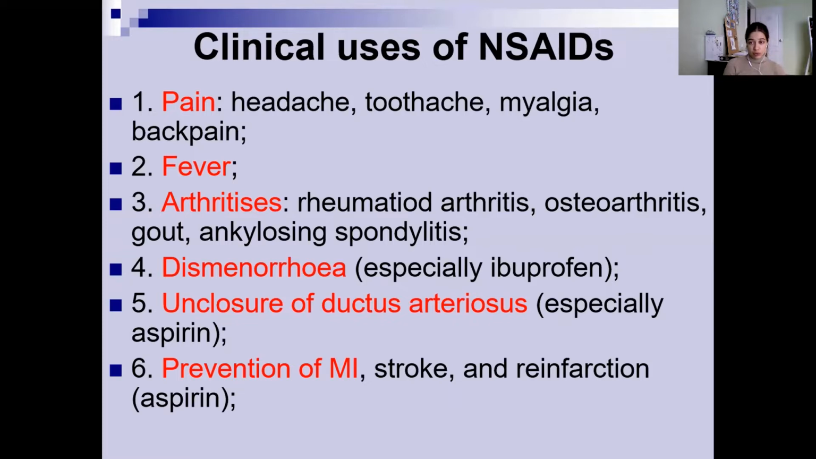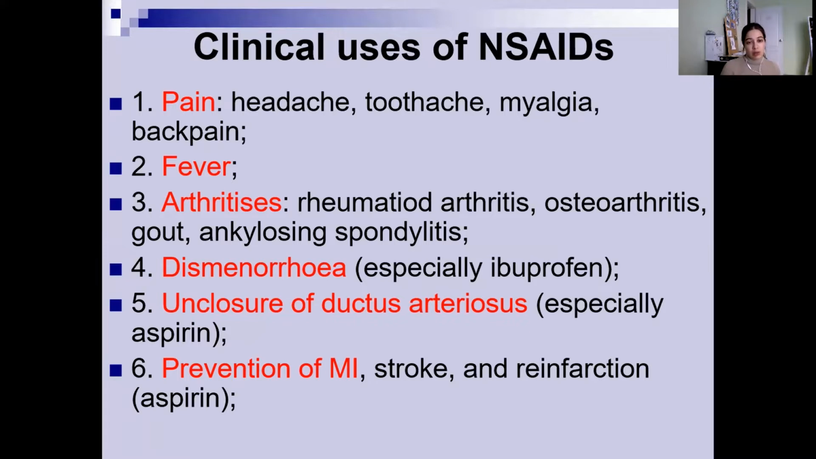In case of fever, we can use them because they reduce body temperature by acting on the brain, reducing prostaglandins, which stop stimulation of the thermoregulatory center of thalamus. In case of arthritis, rheumatoid arthritis, osteoarthritis, gout, and ankylosing spondylitis. Why? Because all these diseases are actually acute inflammation.